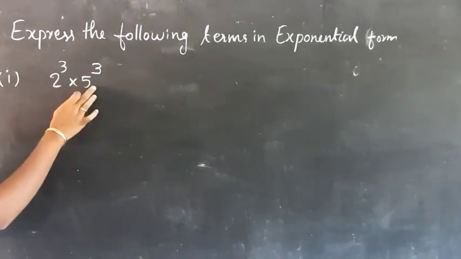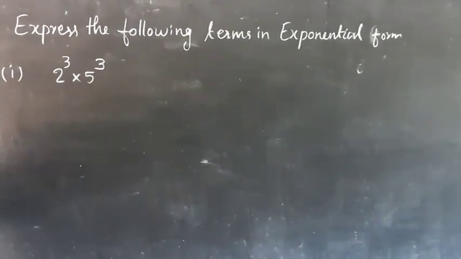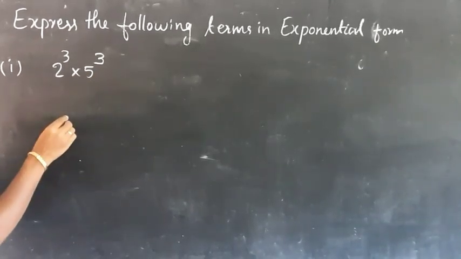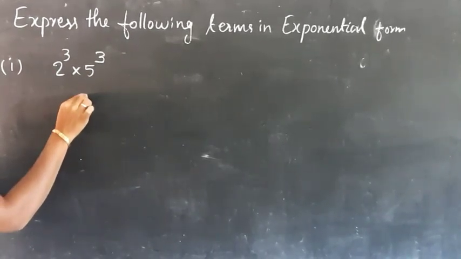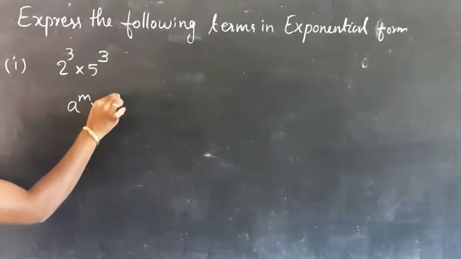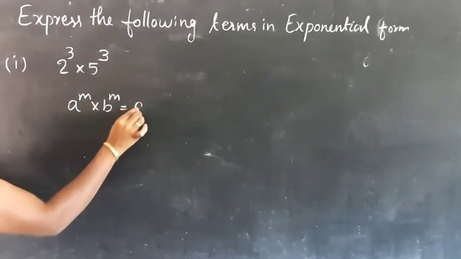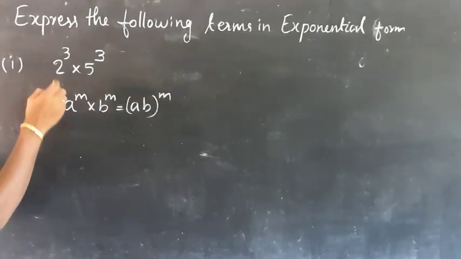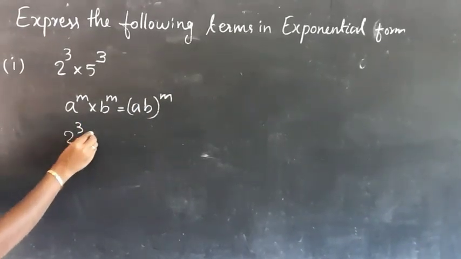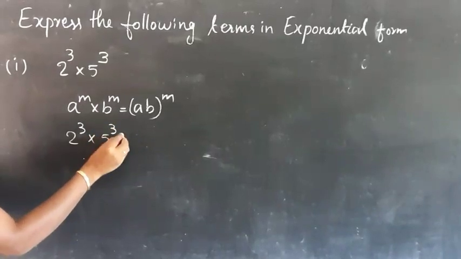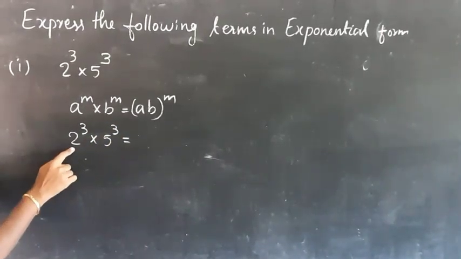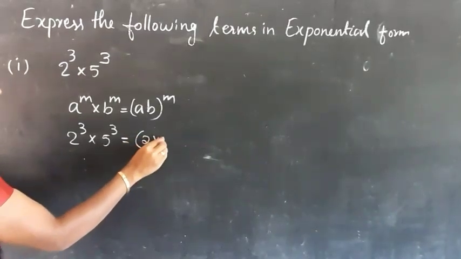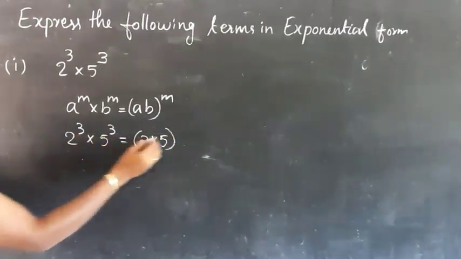Express the following terms in exponential form. First one, 2 raised to 3 into 5 raised to 3. Here we take a raised to m into b raised to m is equal to (ab) all raised to m. Now consider the question, 2 raised to 3 into 5 raised to 3. Here base 2 and here base 5. So 2 into 5, power 3.